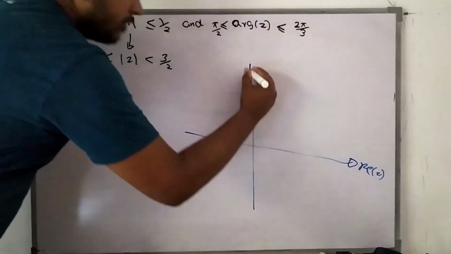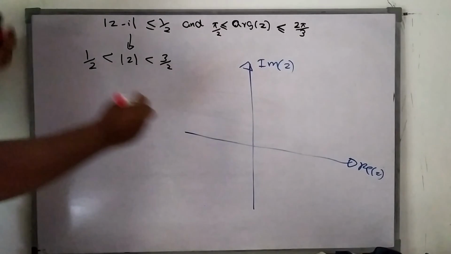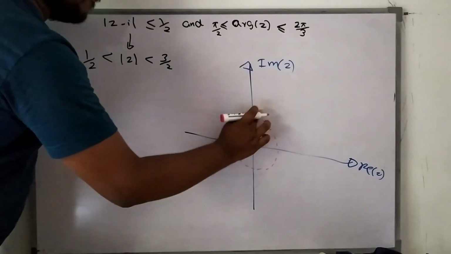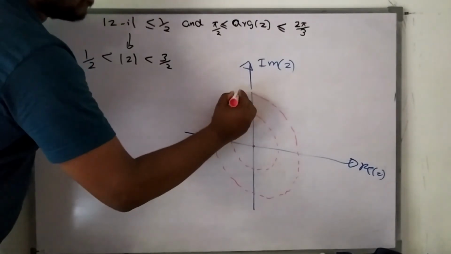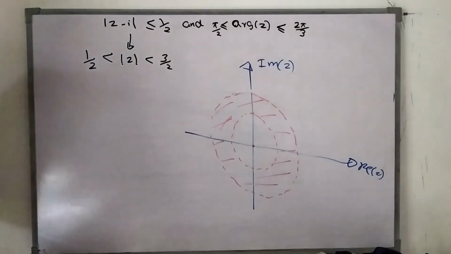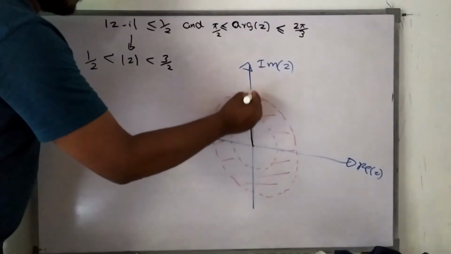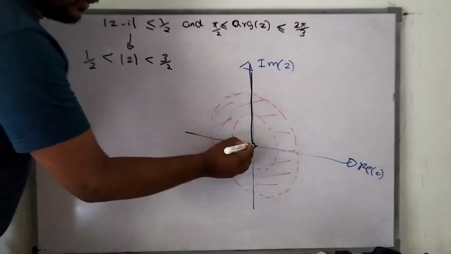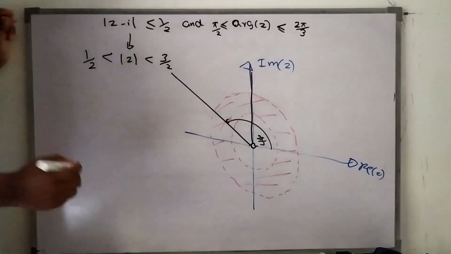Real z, imaginary z, right? So the modulus z means a circle, no? Circle means this is the circle, and argument is at this 5 by 2. Over here we have to draw a circle, and 2 5 by 3 mean 120. And what we have to do, right?